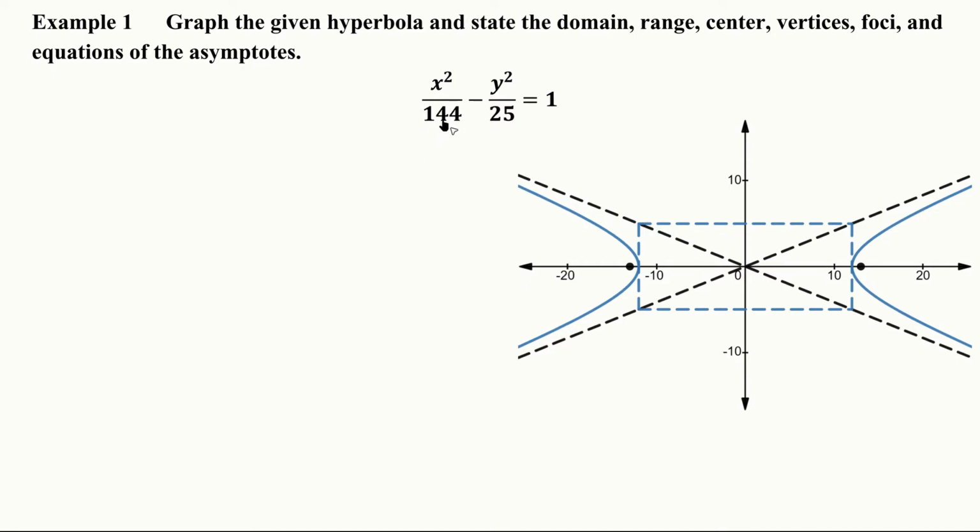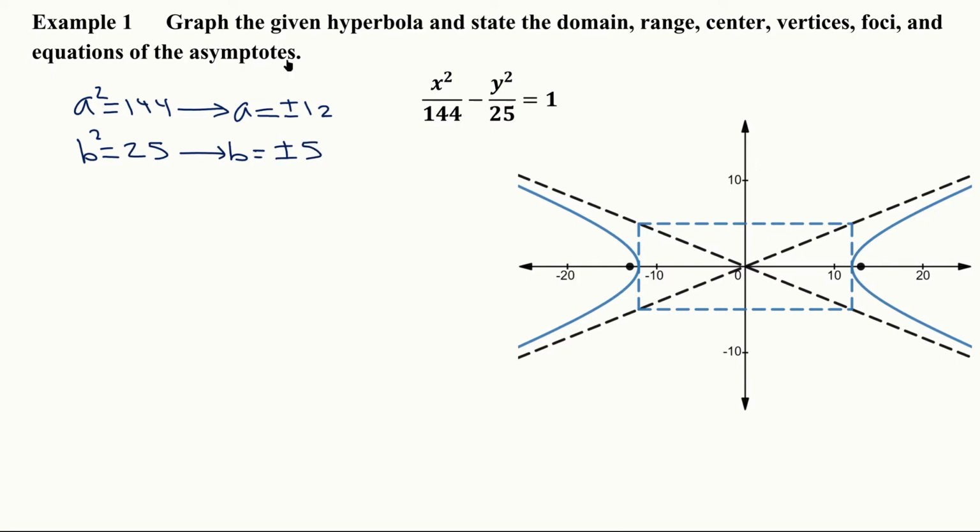So now all we have to do is go ahead and find the values of a and b to begin with. Remember that because this is where the vertex is, that 144 is going to be a squared. So we have a squared equals 144, and b squared equals 25. So this tells me that a is going to be plus or minus 12, and b is going to be plus or minus 5.